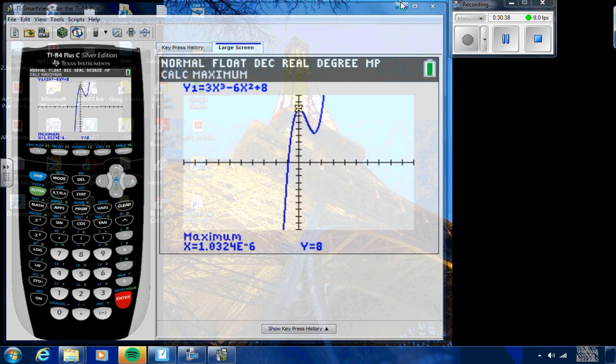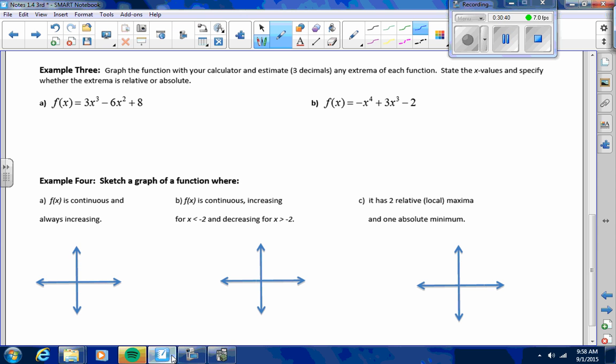So we have a maximum. Now, is it going to be a relative or an absolute? It's relative. We have a relative maximum at the point 0, 8.